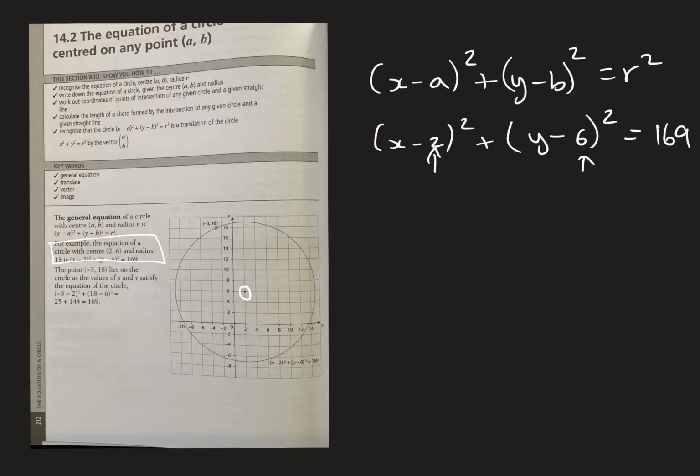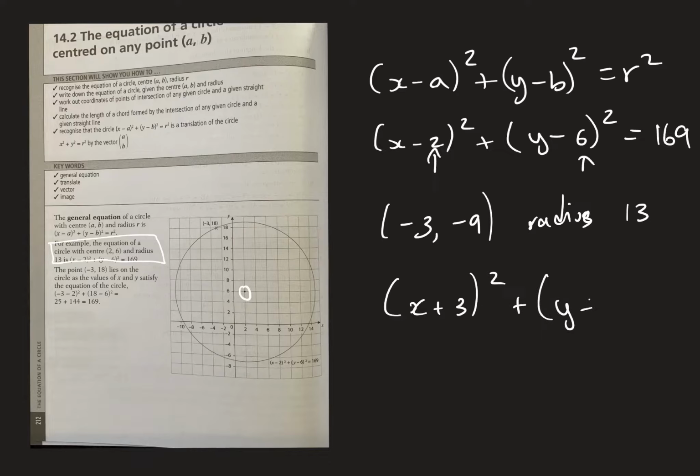So therefore, if I was looking for a circle with a center of minus 3, minus 9, and say a radius of 13, what would the equation be? Well, the equation would simply be x plus 3 squared plus y plus 9 squared equals 169. Nice and simple. Again, if you want to see if a point belongs, say 3, minus 18, simply substitute into your equation and see if the equation is actually true. If it is true, then obviously it belongs to it.